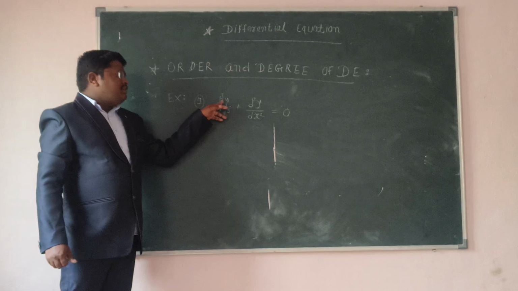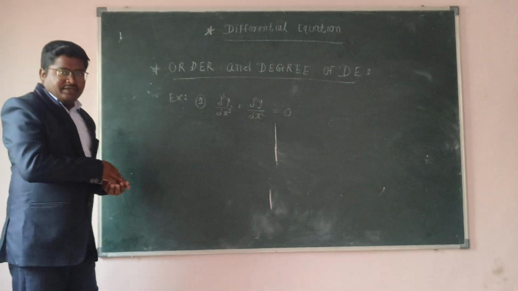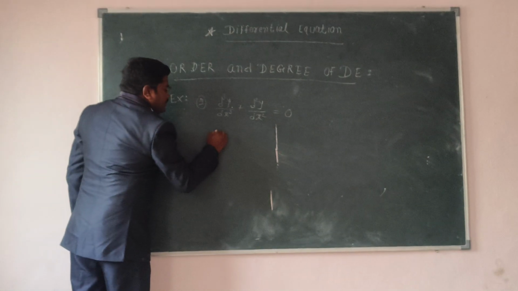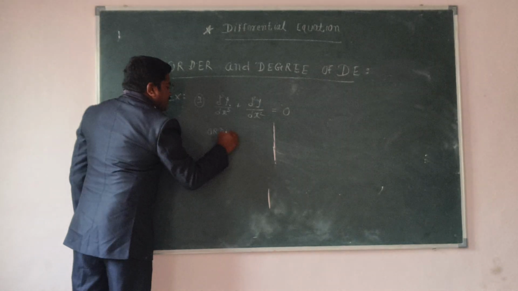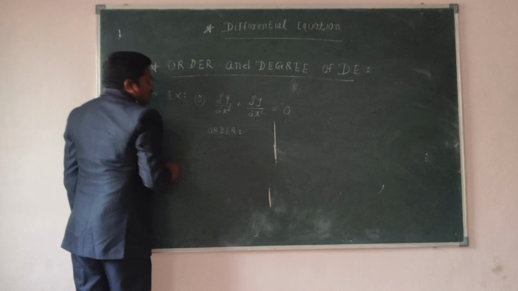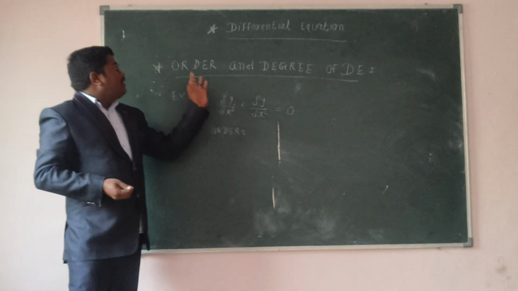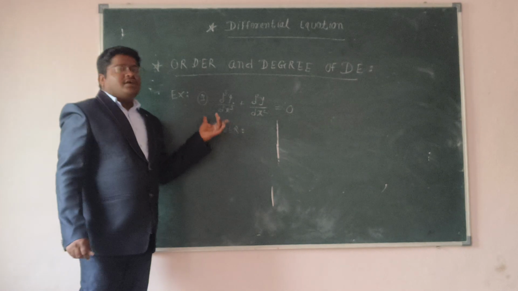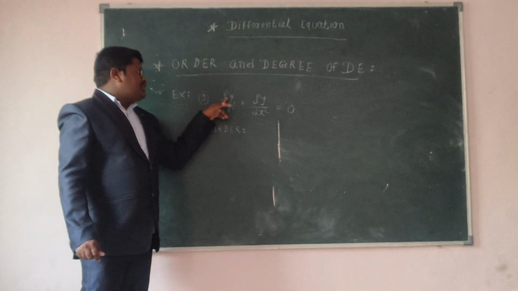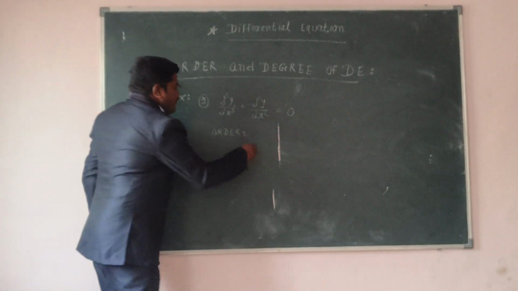The highest order derivative is 3. So the order of that equation is 3, because we know the definition of order. The highest order derivative in this equation is 3. So the order is 3.